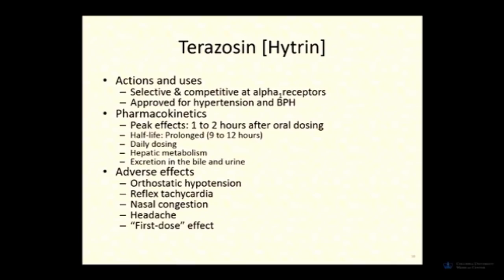Terazosin, another alpha-1 selective blocker that also competes for the alpha-1 receptor, is approved for both hypertension and BPH. It peaks at 1 or 2 hours after oral administration and has a half-life of 9 to 12 hours, so it lasts much longer than prazosin. You usually get once daily dosing, but it has a similar pattern of metabolism and excretion: hepatic metabolism, with excretion through both bile and urine.